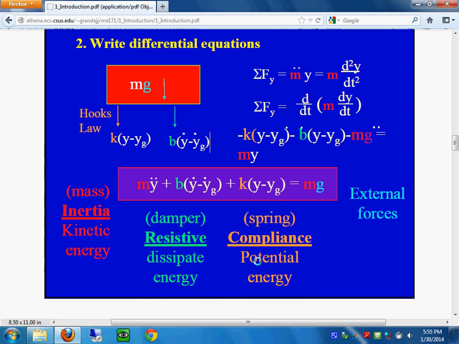Like in this one, the spring force is k times the displacement. So that's the measure of this. And then of course we have the external forces. So having this differential equation, now what do we do with it?